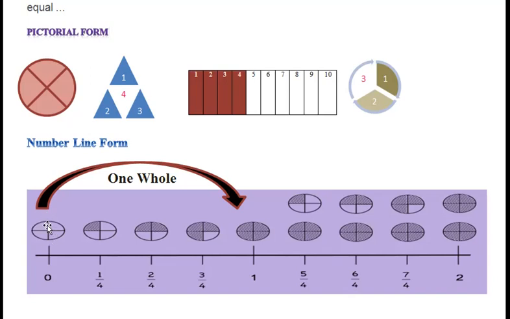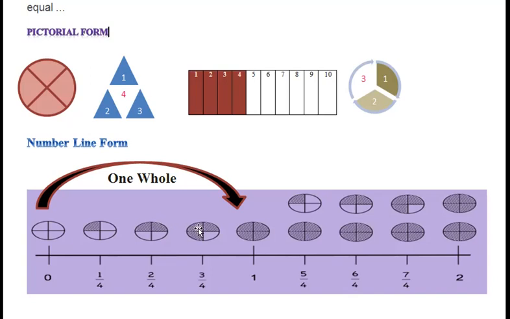When we jump towards the one whole, we will see 1 out of these 4 portions is shaded. This makes the fraction 1/4, or 1 circle divided by 4. Next, if we move ahead, we'll see there are 2 portions out of these 4 divisions that have been shaded. So we will say 2/4.